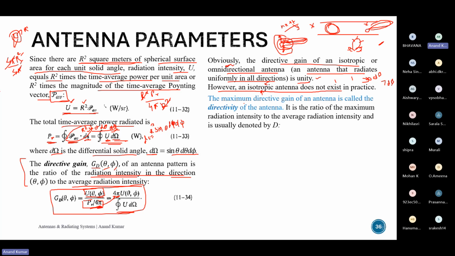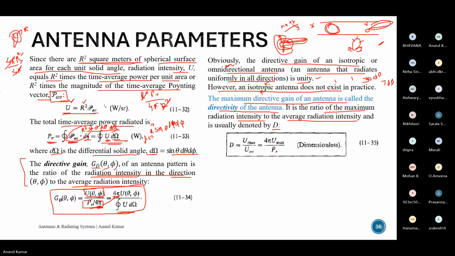The maximum directive gain of an antenna is called the directivity of the antenna. You will have directive gain in different directions, and the directivity is the maximum directive gain. It is the ratio of the maximum radiation intensity to the average radiation intensity, usually denoted by D. In one of the directions you will have the maximum. The average radiation intensity, U average, is given by P_R by 4 pi, which we calculated over here, and this is dimensionless.